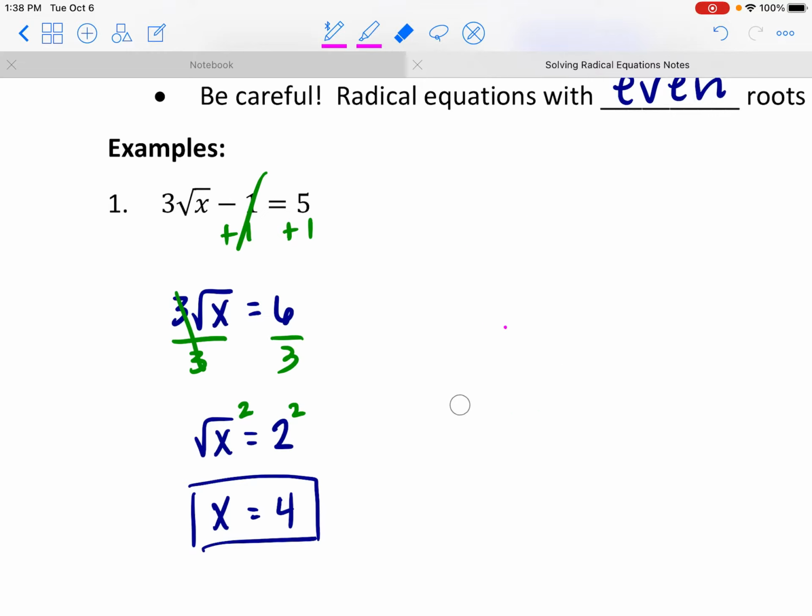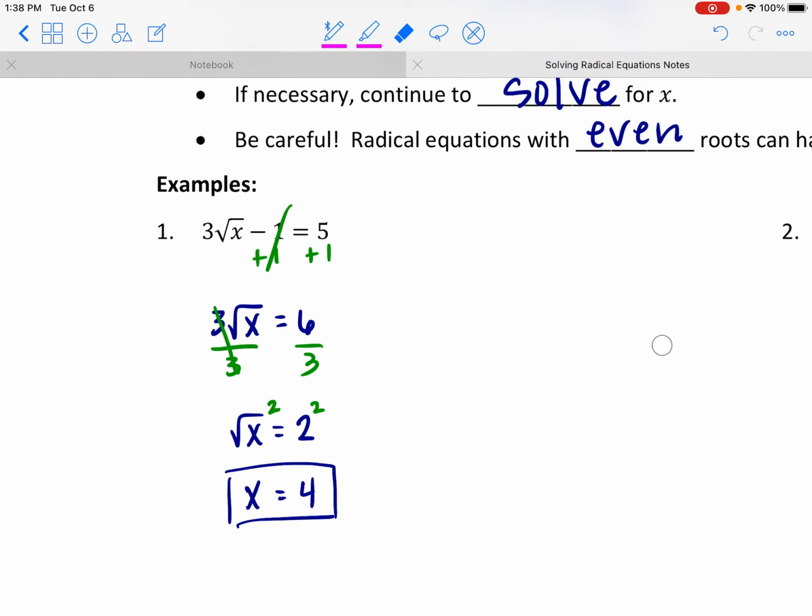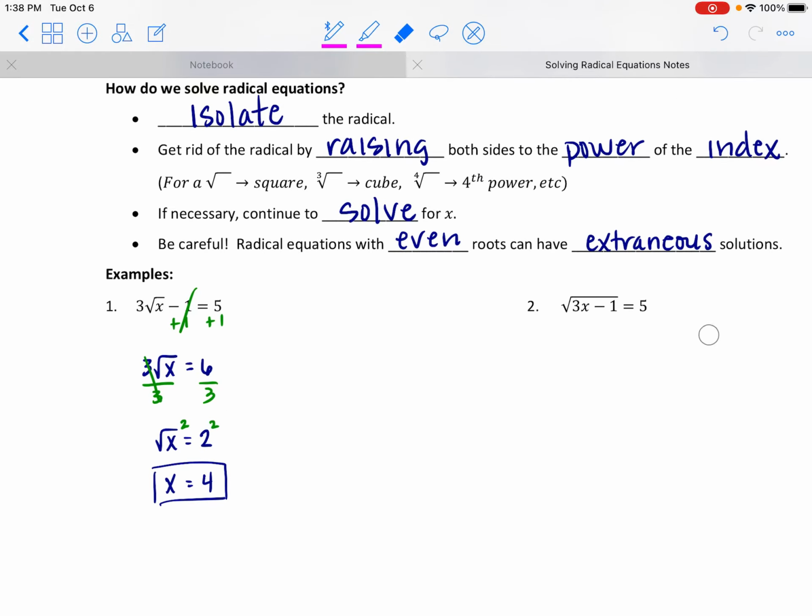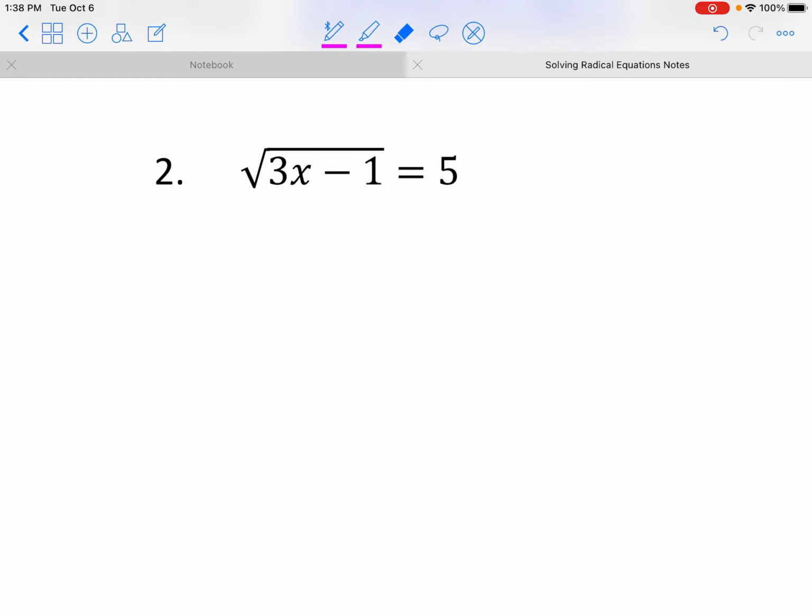So it definitely works. Let's try another one here, where we have got, again, the same numbers, but now the 3 and the 1 are underneath the radical. So I cannot move the 1 or the 3 in the same way I did in the first problem. This one, the radical is all by itself. There's nothing outside of it that needs to be moved.